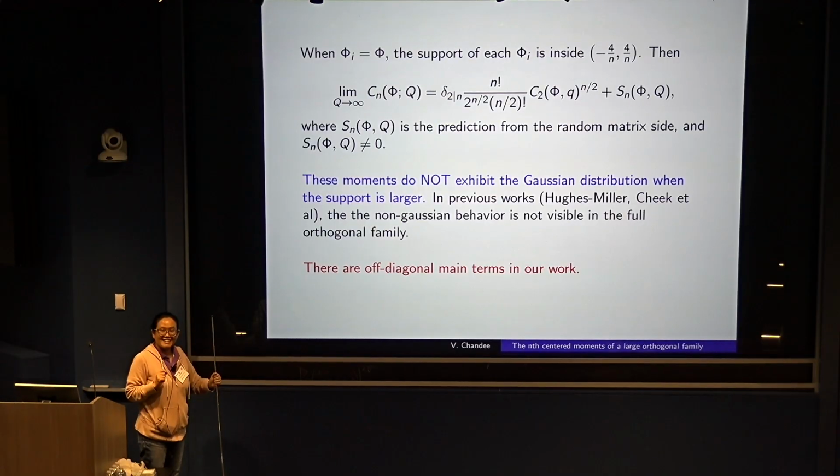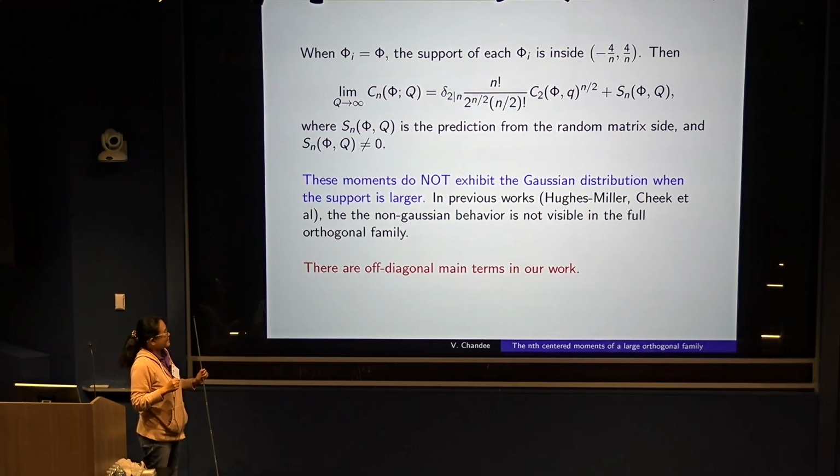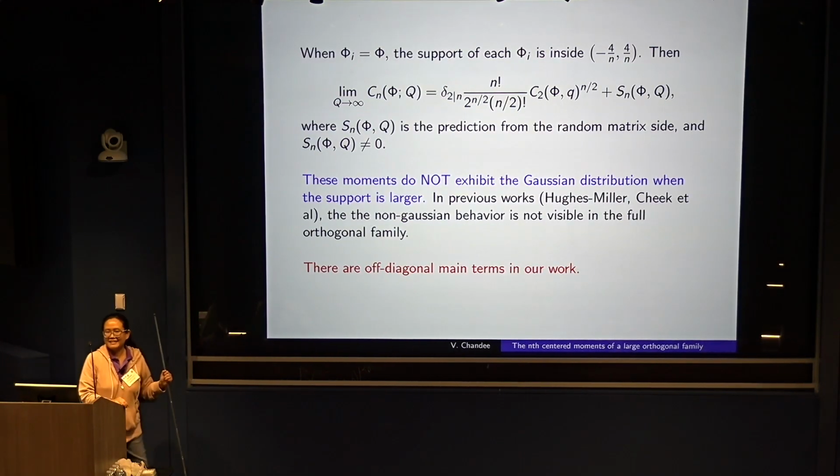Like minus 4 for one-level density, you don't see an off-diagonal term there. You see it when it goes higher than the one-level density. And in this one, you actually see for the first time the off-diagonal main term. And I will talk a little bit about what they look like.